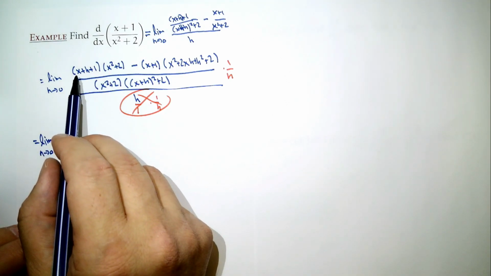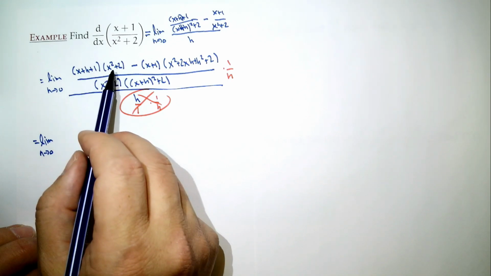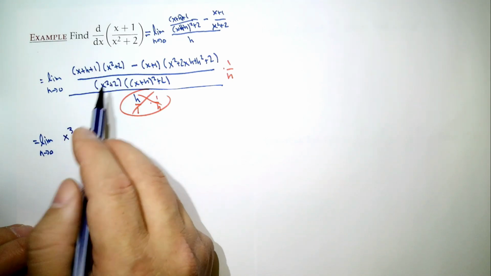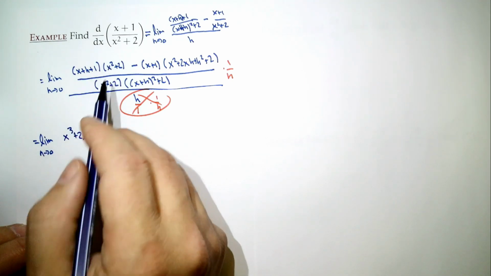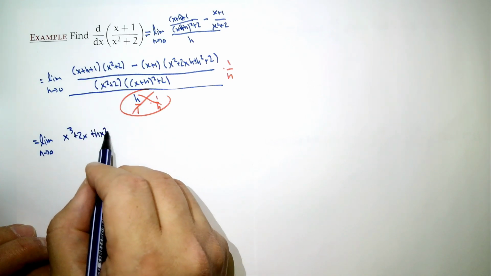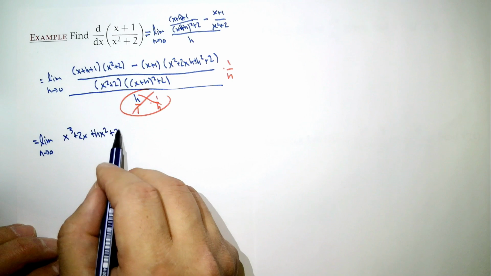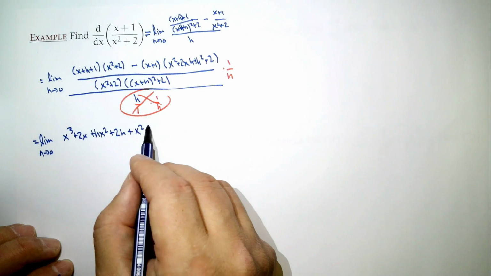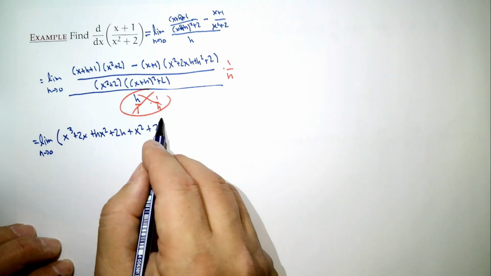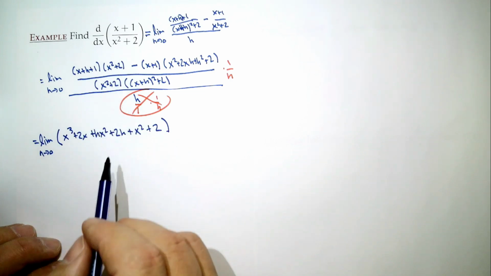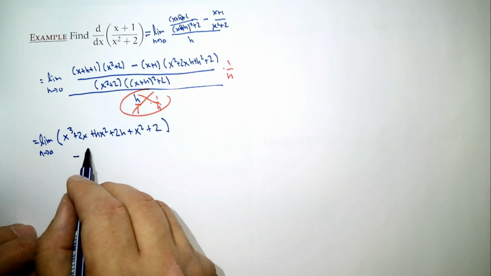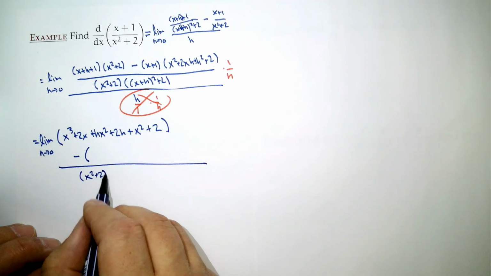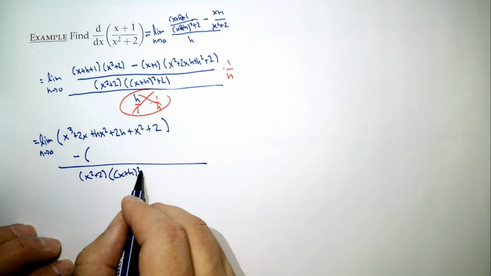The rule of thumb is every possible thing from the first times every possible thing from the second. So x times x squared, that's x cubed. x times 2, that's 2x. h times x squared, that's h times x squared. h times 2, that's 2h. Then 1 times x squared, that's x squared. And then 1 times 2 is 2. Okay, that's if you expand the first term. That's the easier one. Subtract. So this is all the numerator here still, and downstairs will be the same. You can see I'm delaying the part I don't want to do.